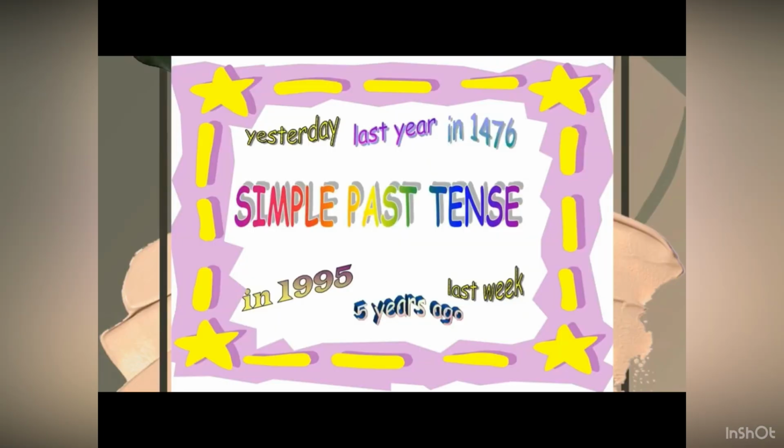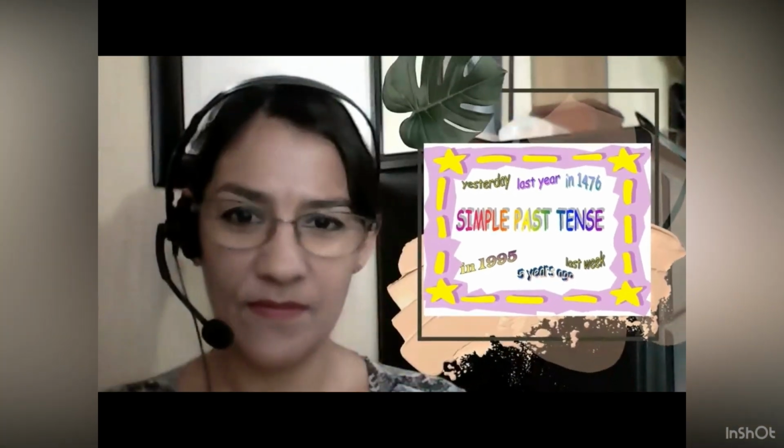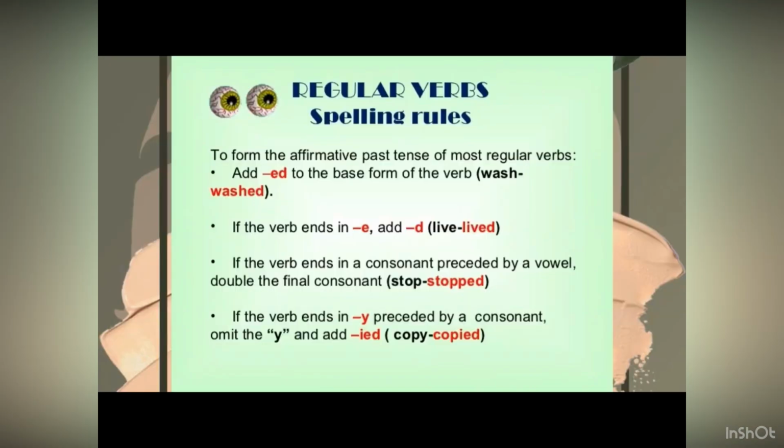We use the past simple to describe past events, anecdotes, and stories. And you can use one of these time expressions when you're talking about the past. There are some spelling rules for regular verbs.